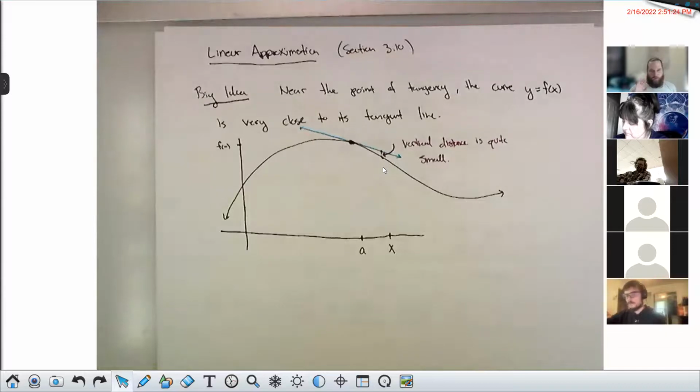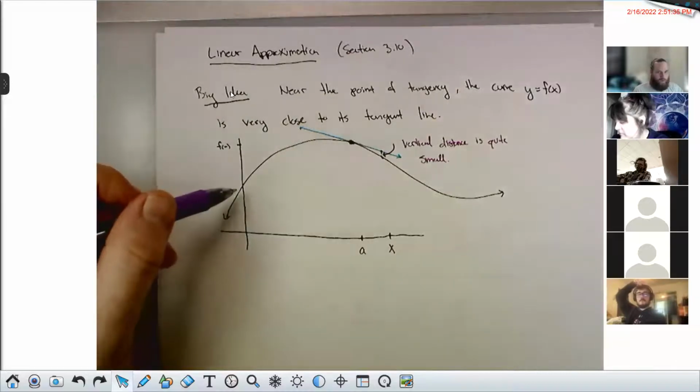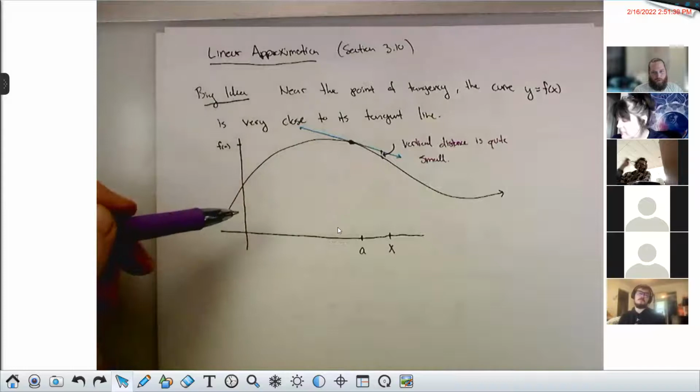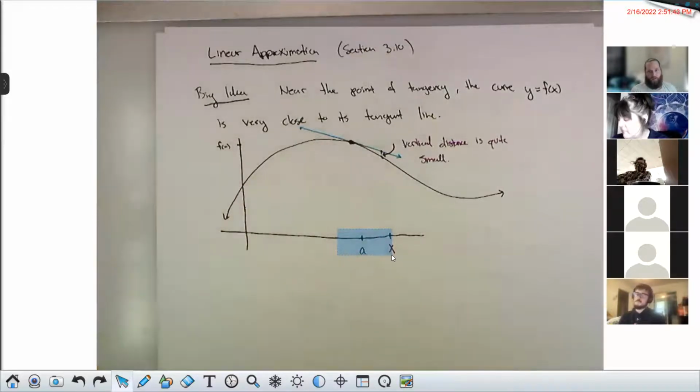Now, of course, if I wander very far away from the point of tangency, this won't be true anymore, right? Like if I look way over here at 0, that tangent line is going to be up here, and the curve itself is way down here, and that's not a small vertical distance. But if you stay a reasonable distance away from the point of tangency, then the y value on this blue line is very close to the y value on the black curve.